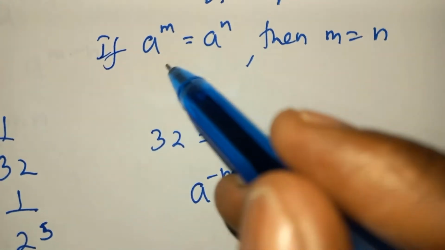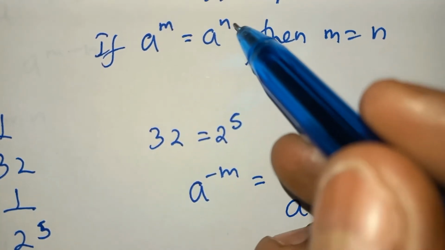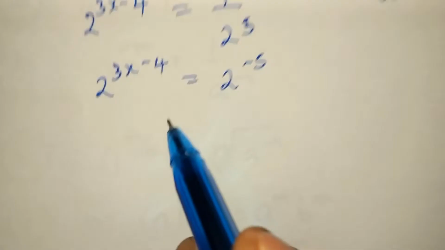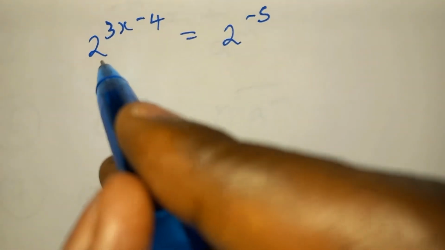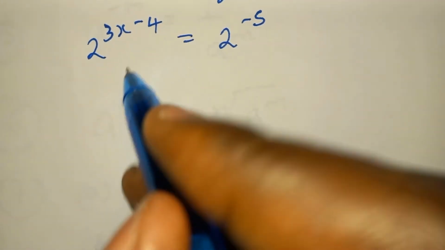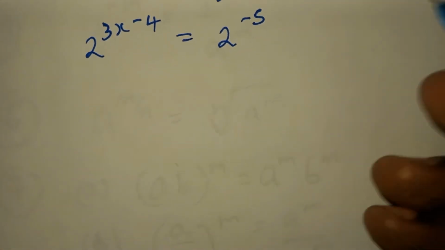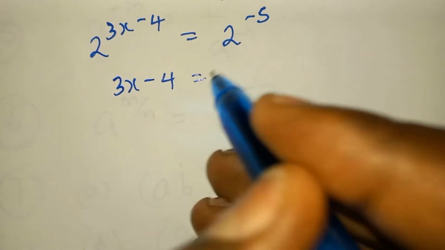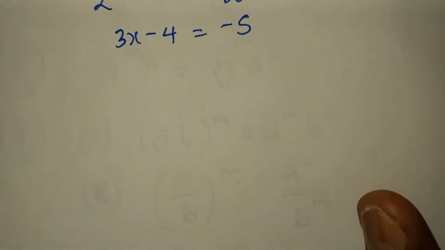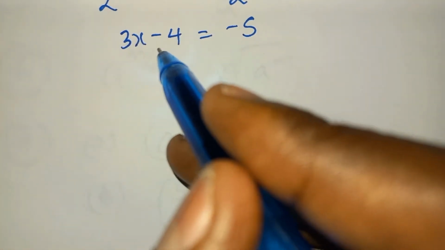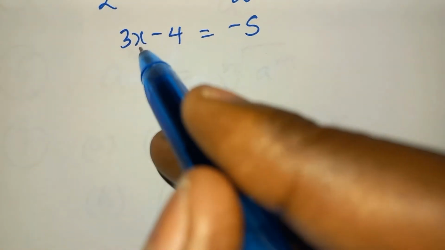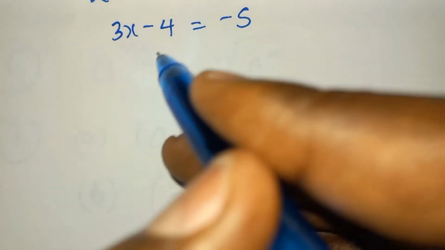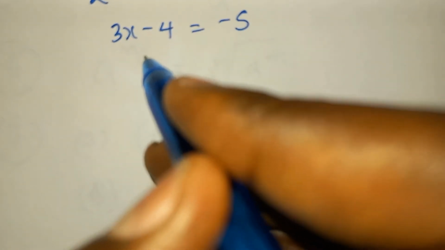Now again, we have a situation like we had earlier. If a raised to power m is equals to a raised to power n, then we expect m to be equal to n. Since the bases are the same, we expect the powers to be equal. That means 3x minus 4 is equals to minus 5. Now, from here, you simply need to isolate the variable x by adding 4 to both sides of the equation.